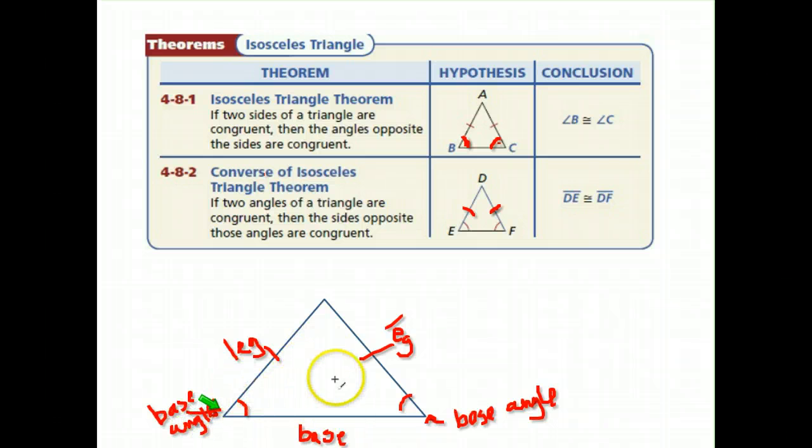The angle that's not congruent, the one at the top up here, is called the vertex angle. So when they talk about the parts of an isosceles triangle, the vertex angle is up here where the legs come together. The base angles are the two that are made congruent by the fact that we have that congruent pair of sides.